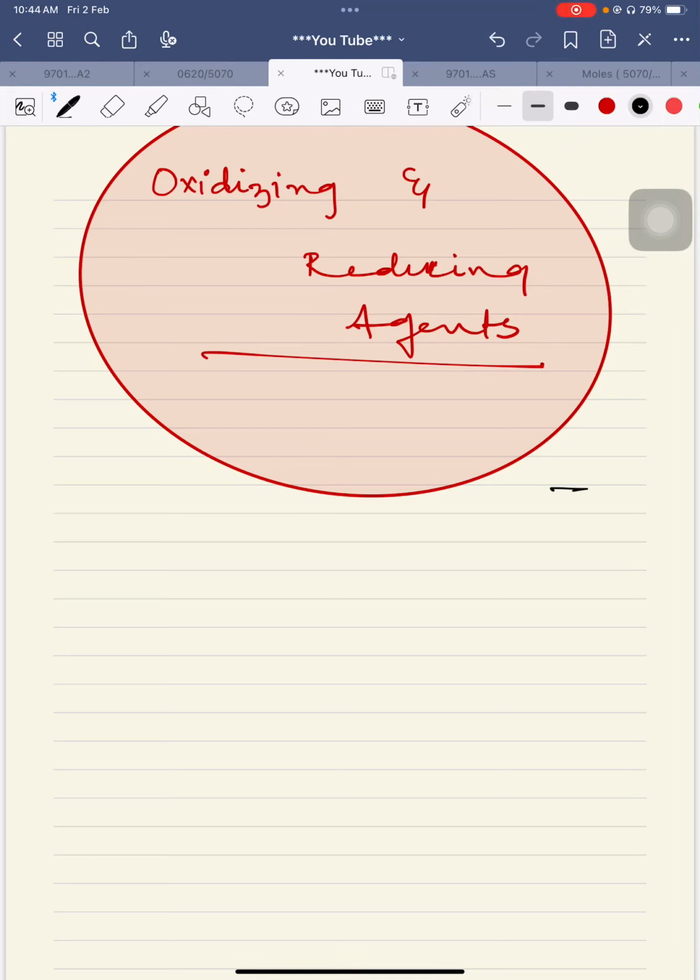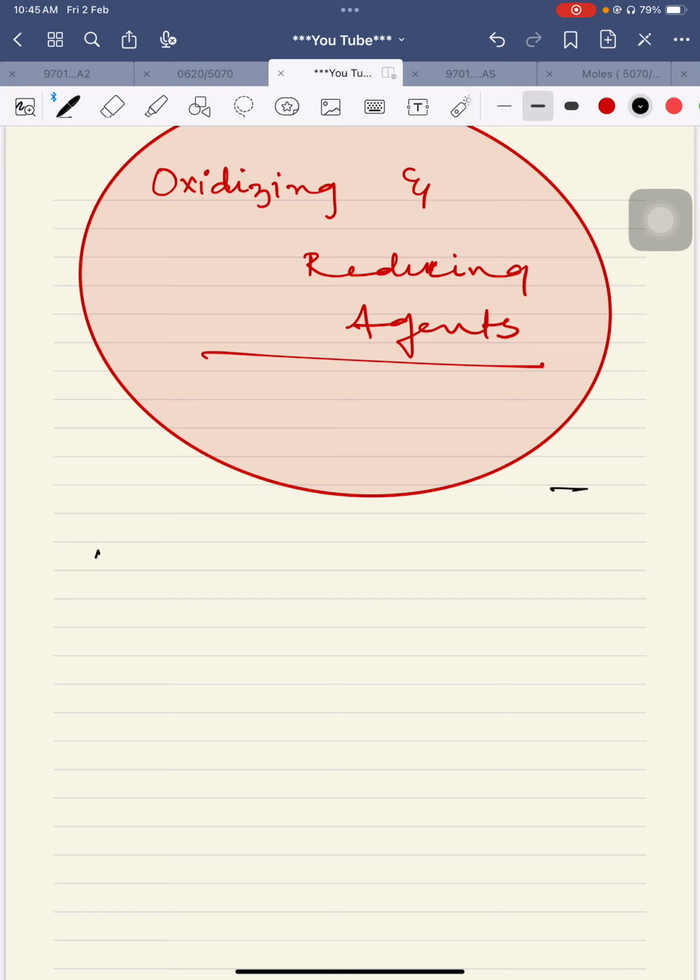Hey guys, welcome back. We have completed the topic regarding redox definitions of oxidation and reduction separately, along with the different examples of both of the reactions. Right now, we are going to start the topic that is oxidizing agents and reducing agents. What are oxidizing agents? What are reducing agents? How are they behaving, etc.